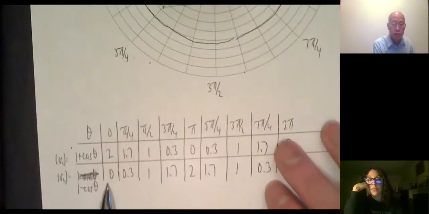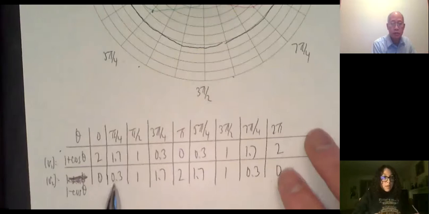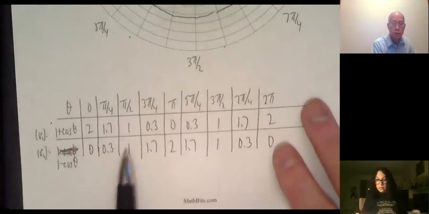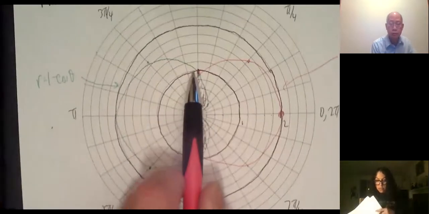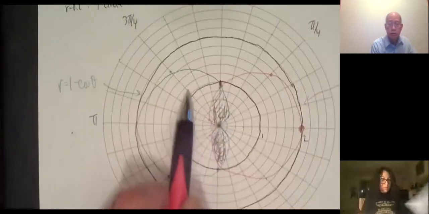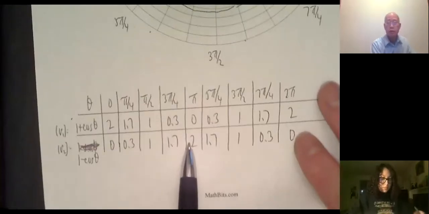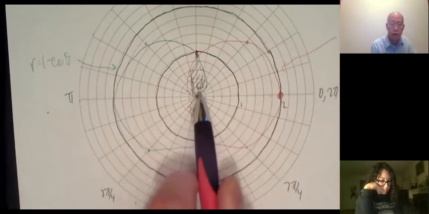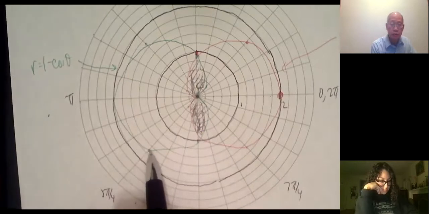Okay, 0, 0, pole. 45 degrees, 0.3. I'm looking at the green now. 90 degrees, 1. 3 pi over 4, 1.7. 1, 2, so there's 1.7. At pi, 2. 1, 2 in green. 5 pi over 4, 1.7. Aim this way. 1, that's 2, so I back up to roughly there.